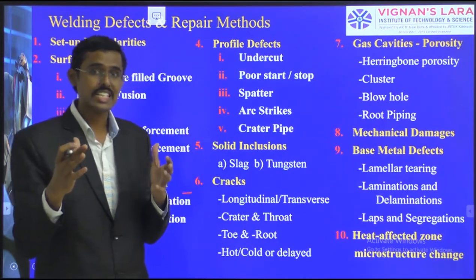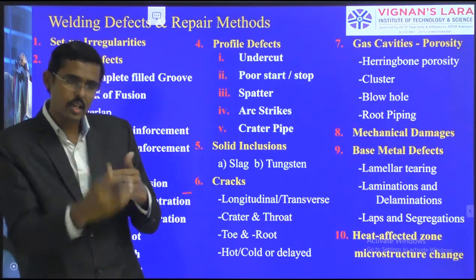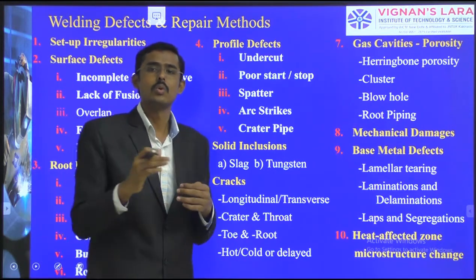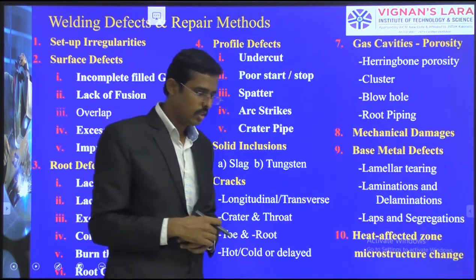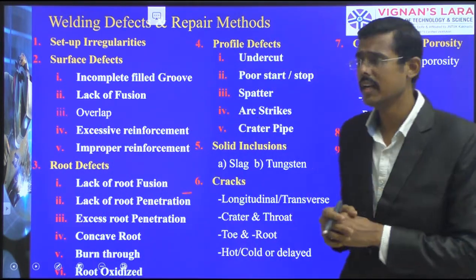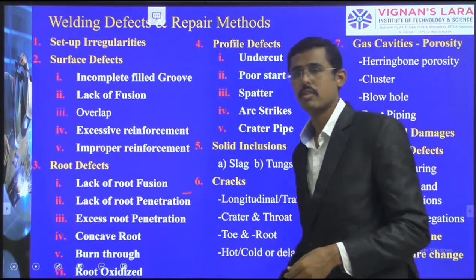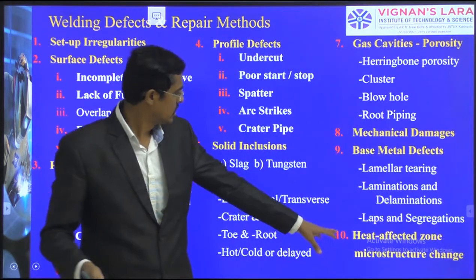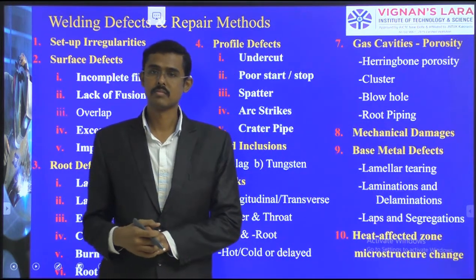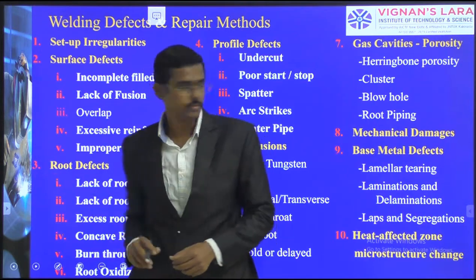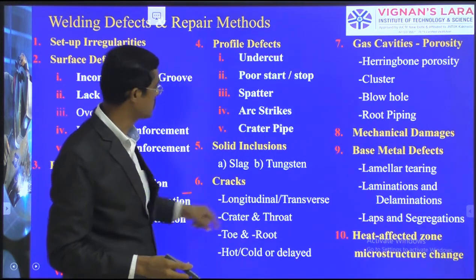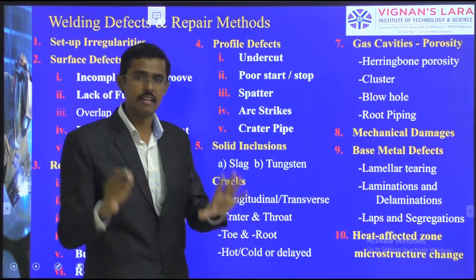So what are the defects available? First we should know. Then accordingly we can take actions to repair or prevent. I have divided the various types of defects into 10 categories: 1, 2, 3, 4, 5, 6, 7, 8, 9 and 10.